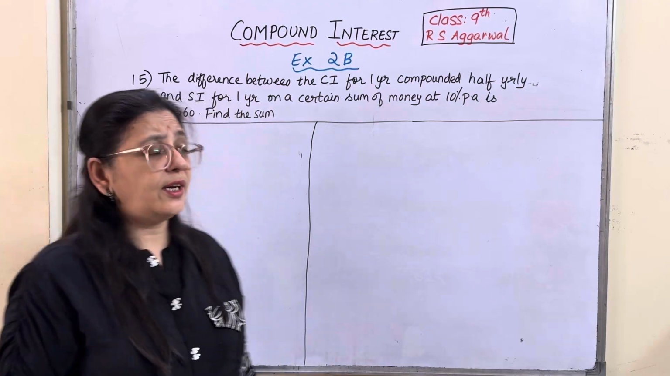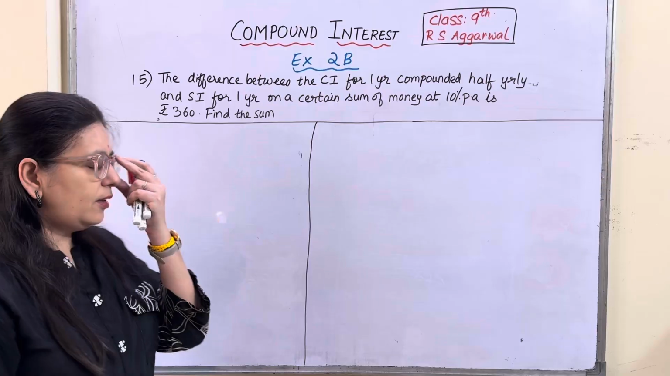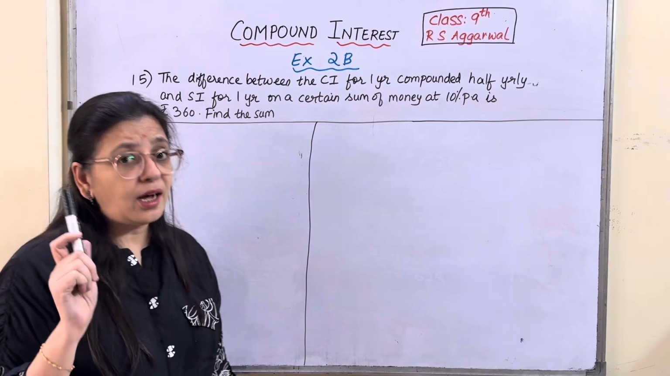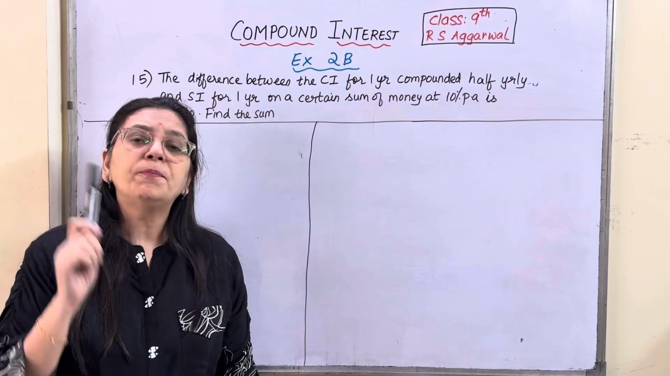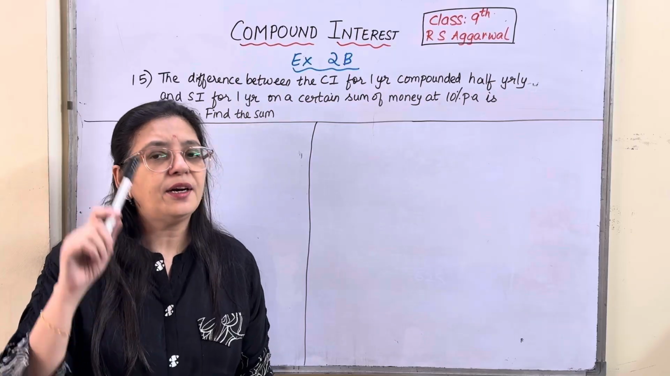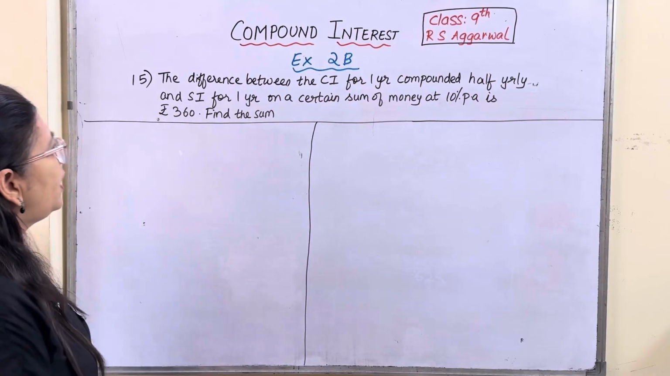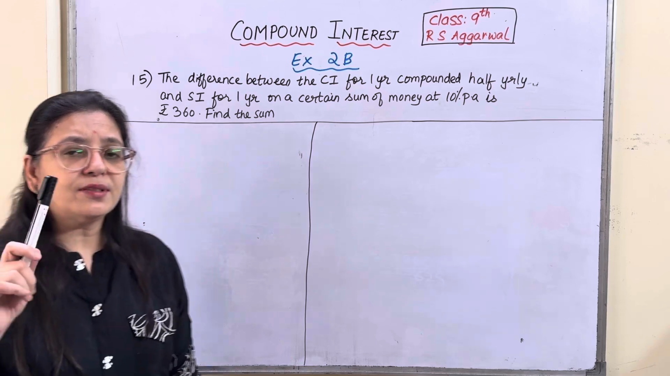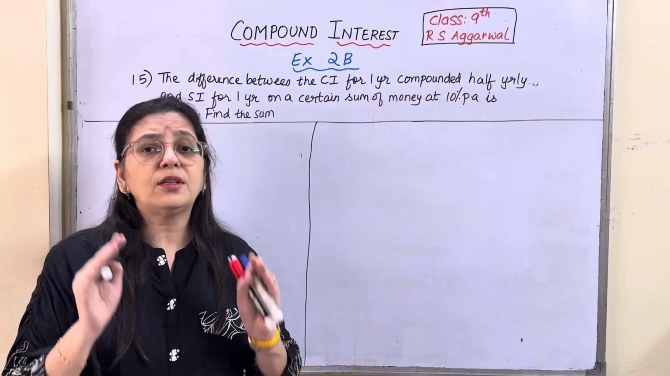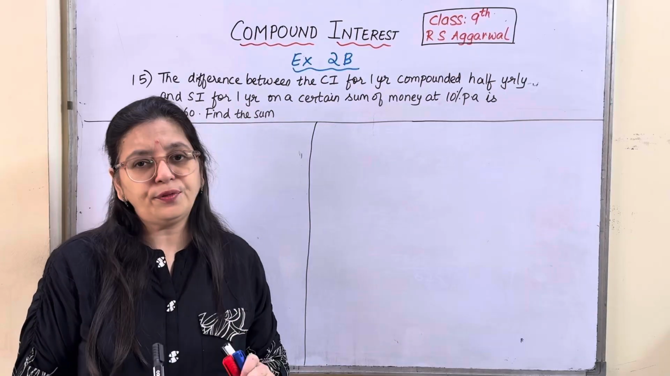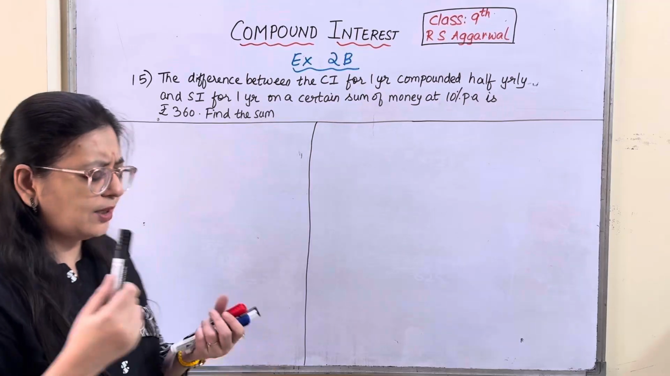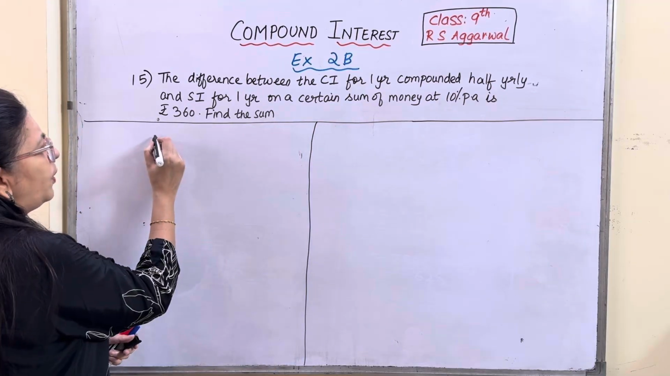Yes kids, let's go to the next question. Question number 15. The difference between the compound interest for 1 year, which is compounded half yearly, and simple interest. What is the formula for half yearly? Amount is equal to P into 1 plus R upon 200 raised to the power 2n. In the previous sum, it was simple interest and compound interest on a yearly basis. Over here, the compound interest is on a half yearly basis and simple interest is on a yearly basis. And difference, okay, the same format. So let's first find the compound interest.